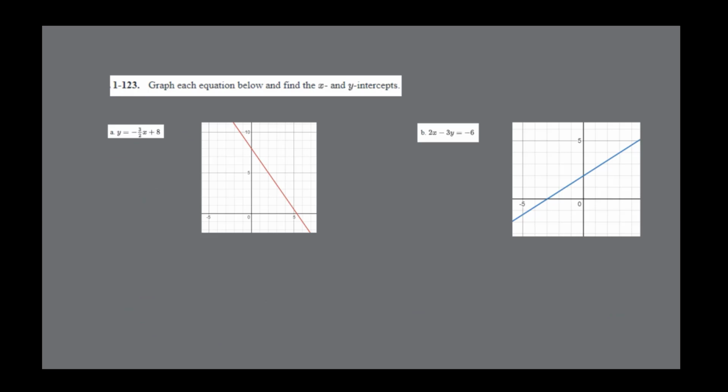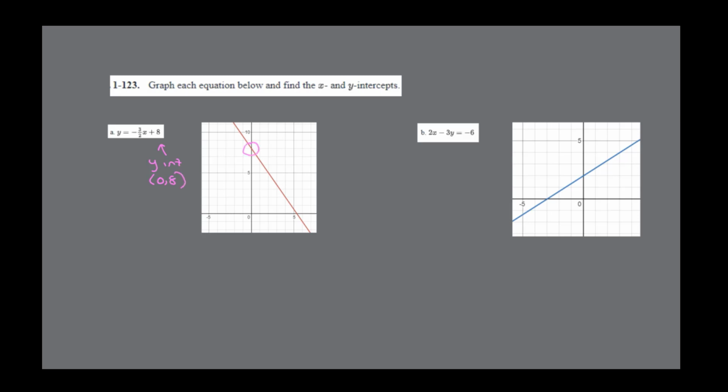Okay, for 1-123, they're asking us to graph each equation below and find the x and y intercepts. So because this particular first problem is already in slope-intercept form, our y-intercept is 0, 8. Okay, because that's where our y-intercept is at.